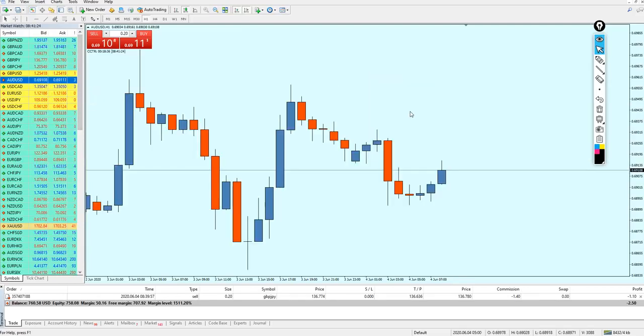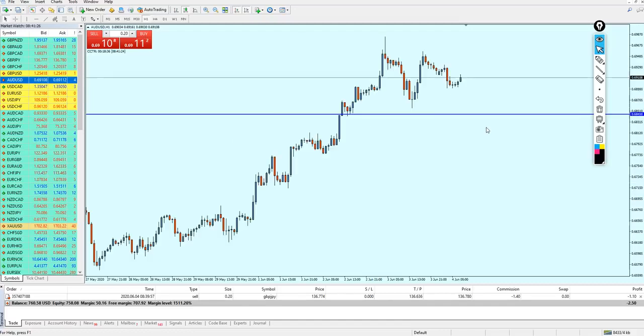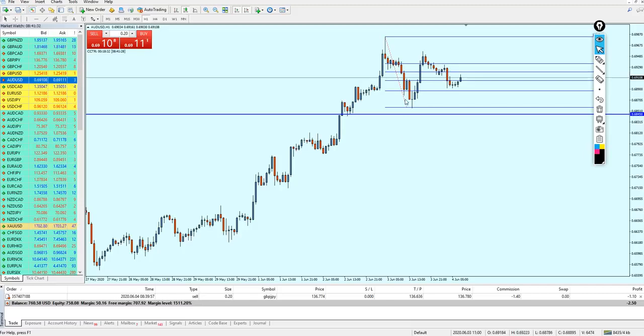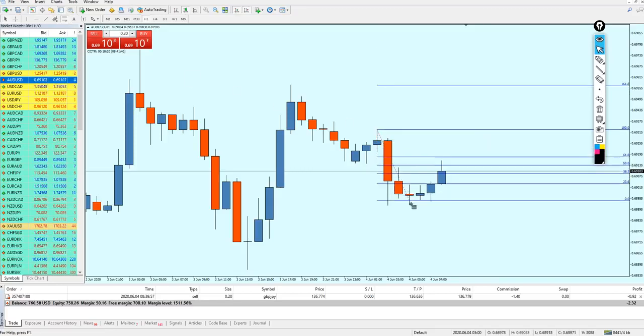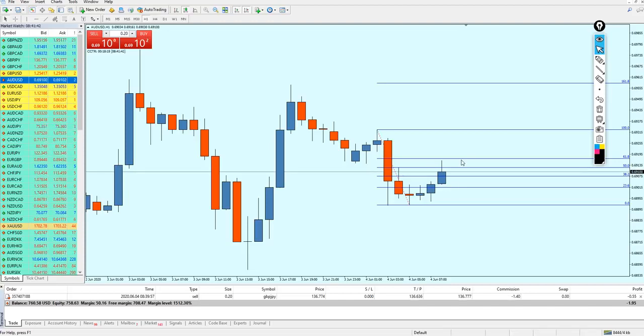However, let me show you the power of Fibonacci. Look at that. I mean, the common sense way to draw Fibonacci is gonna be from this high to this low here, right? I'm gonna do something crazy right now. I'm gonna zoom in like that and I'm going to draw Fibonacci from this tiny high, this lower high here, to this higher low. Just like that.